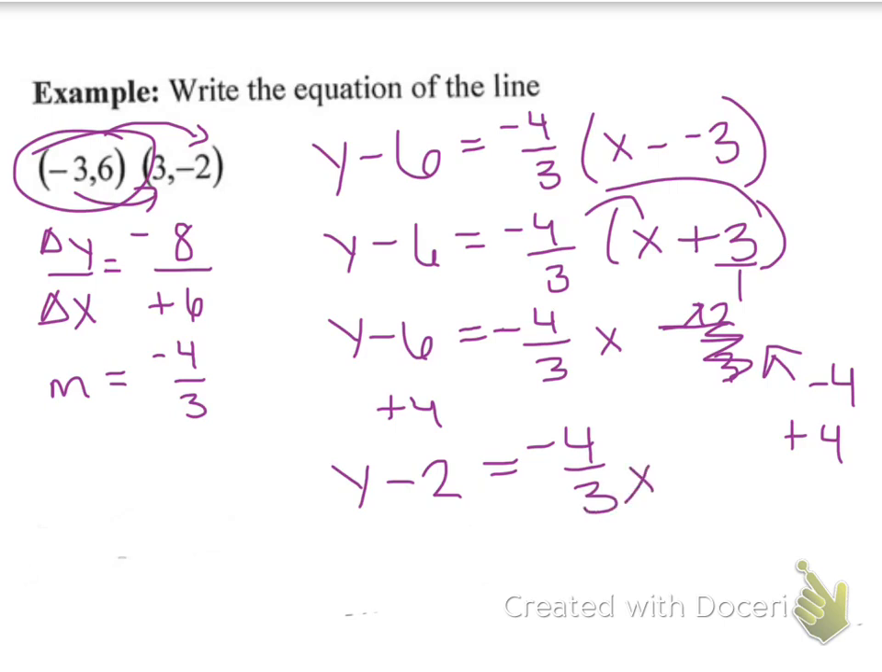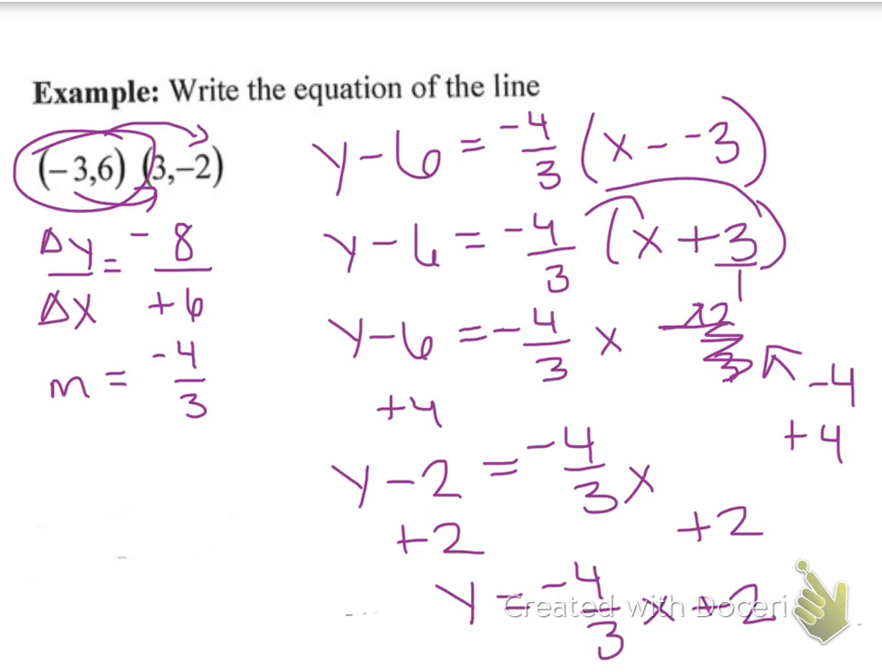I actually don't know why I did that. I should not have done that. Instead, we're going to add the 2 back over because our objective is always to get y by itself. So I have y equals negative 4/3 x plus 2. Please forgive me for that mistake. Alright, so that's how we write an equation of the line.